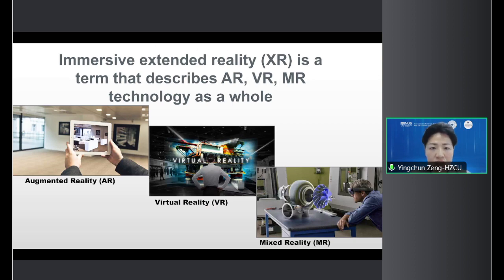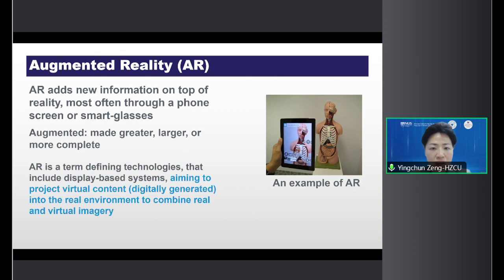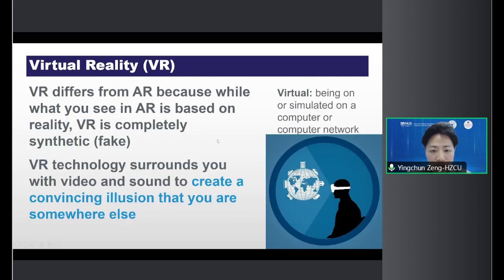XR is a general term to describe AR, VR, and MR as a whole. AR can add new information on top of reality through a phone screen or small glasses, like an iPad. AR aims to project virtual content into the real environment, so it combines real and virtual imagery. VR is completely fake.